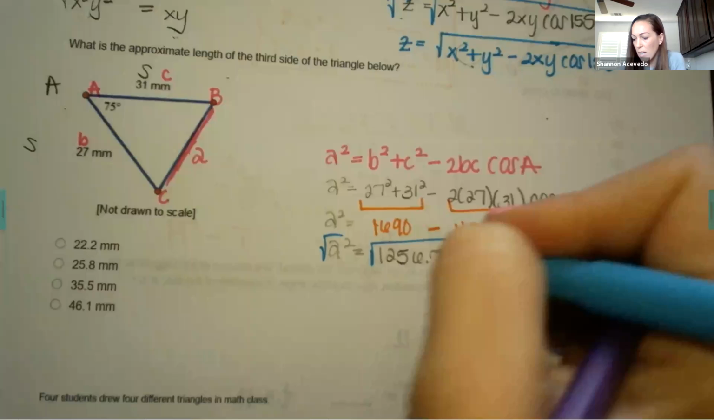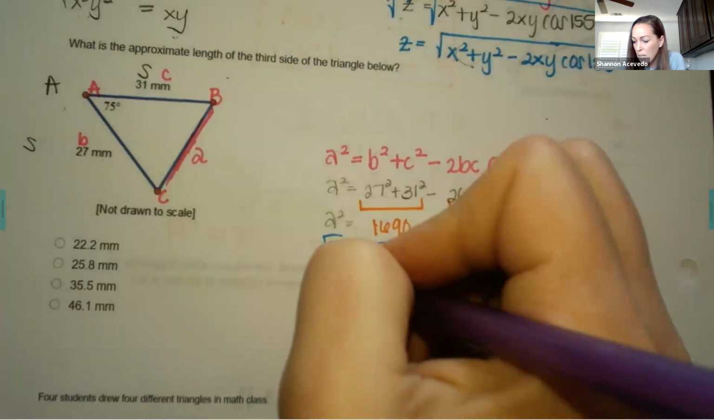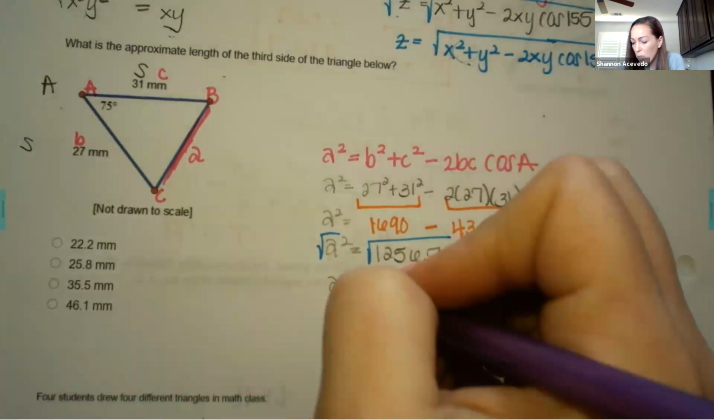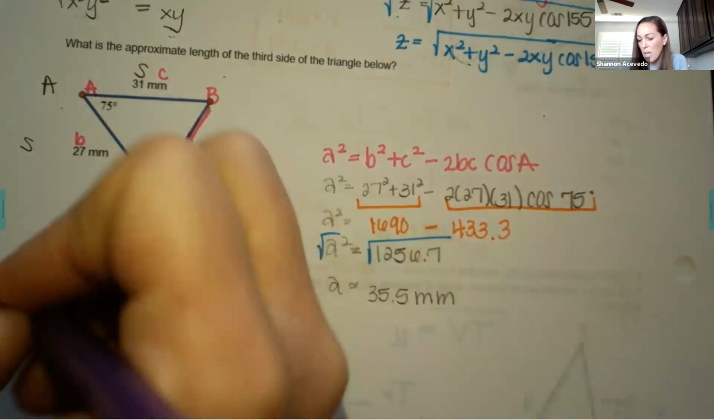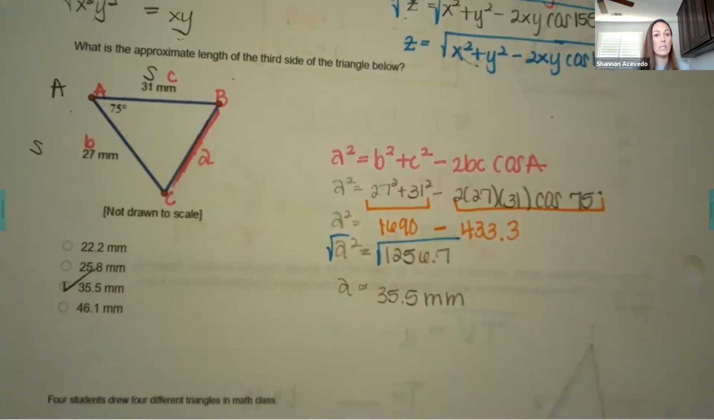So I go to my calculator, I take the square root of that value, and I get that A is going to be approximately, and notice everything's rounded to the tenths, 35.5 millimeters. And there's my answer. So you only needed to do one step to solve for that missing side. You only need to solve for what they're asking for. You don't have to solve for everything.